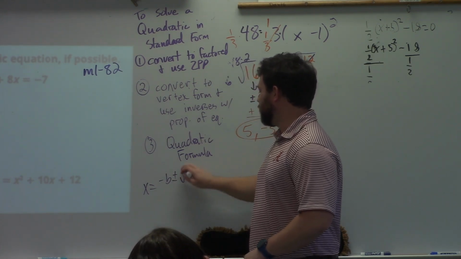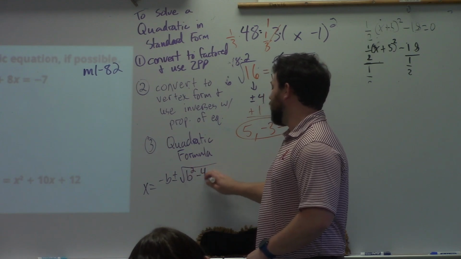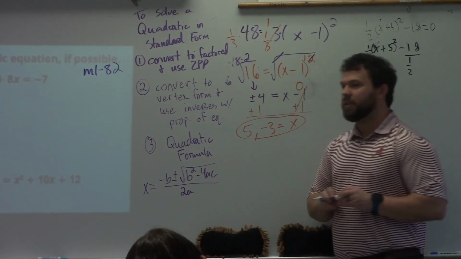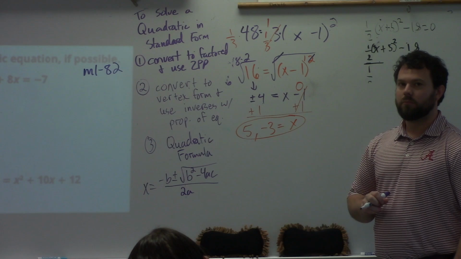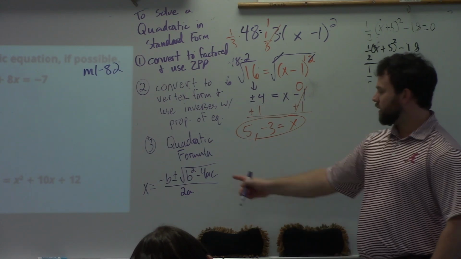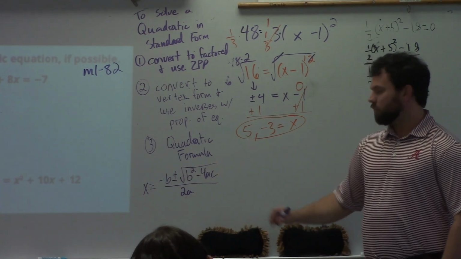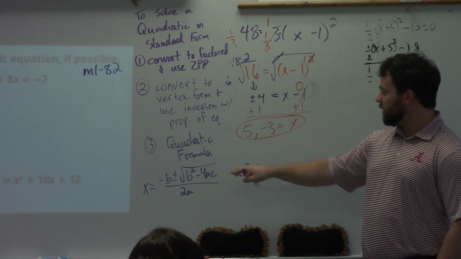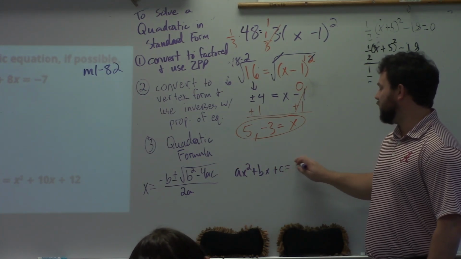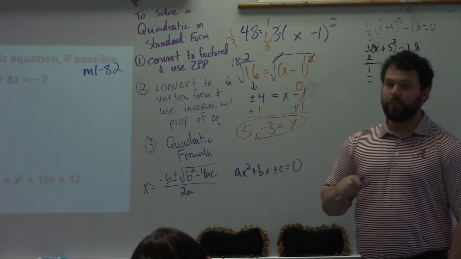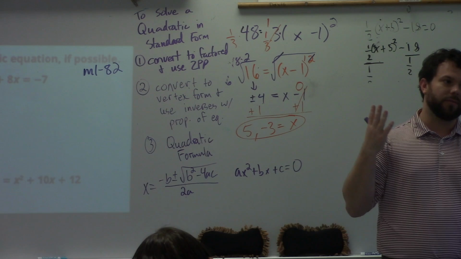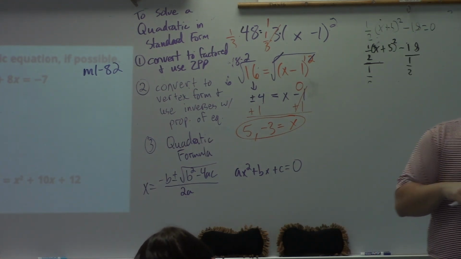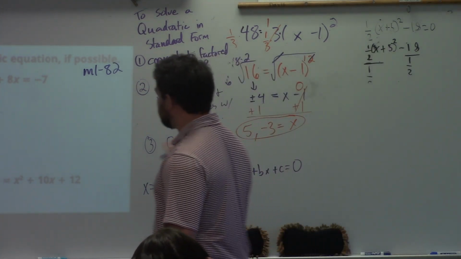So, what I want you to do, by the way, where's that A, B, and C coming from? The standard form, right? X is equal to this when AX squared plus BX plus C is equal to 0. So, if you're going to use that quadratic formula, what do you have to identify? A, B, and C.